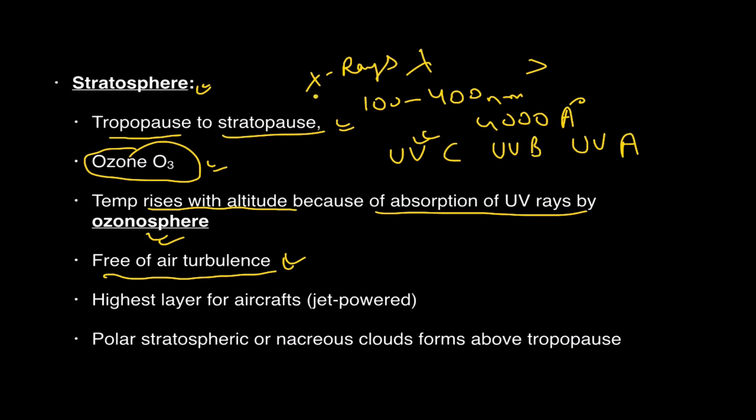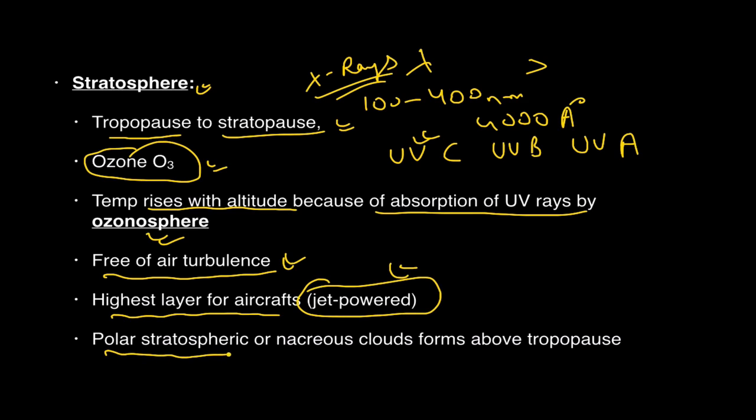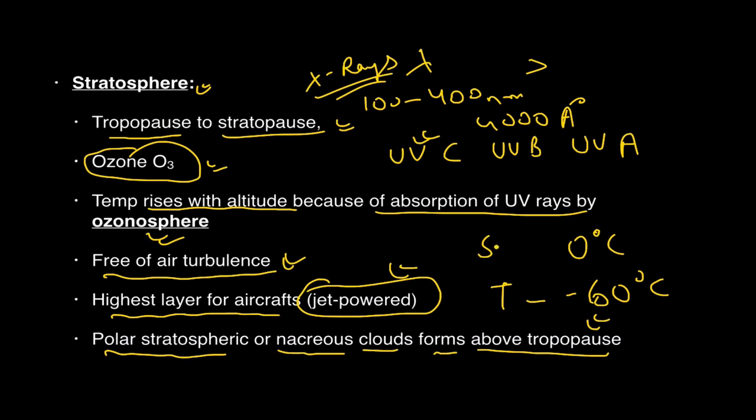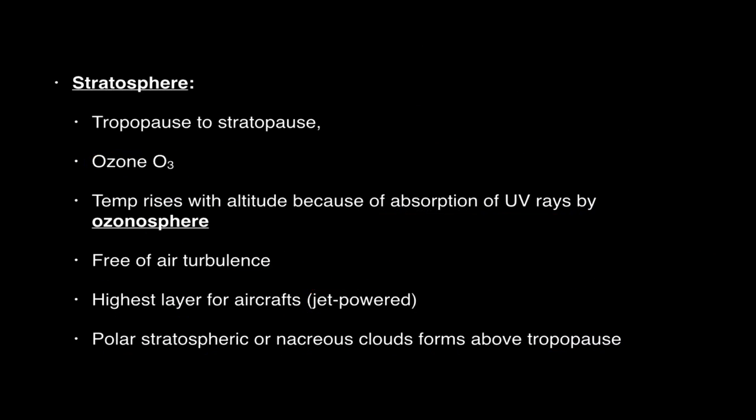So is that understood? So now moving on, the highest layer for aircraft is the stratosphere, for jet-powered aircraft. They also have polar stratospheric or nacreous clouds, which form just above the tropopause where the air is coldest. So the tropopause is minus 60 degrees Celsius while the temperature rises and can go up to 0 degrees Celsius in the stratopause. So this is the temperature rising in the stratosphere.